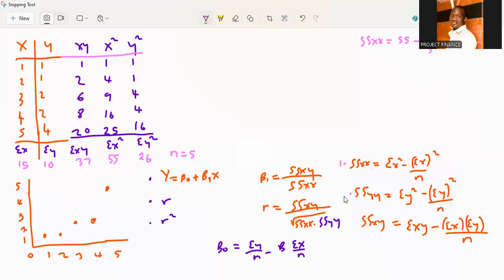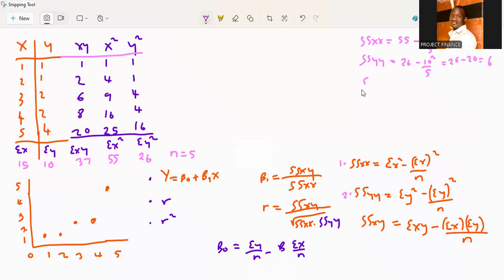Formula 2, let's find yy. These are just preliminary calculations. What is the summation of y squared? 26. Then summation of y to the power 2, 10 squared over 5. So this is 26 minus 20, which is 6.